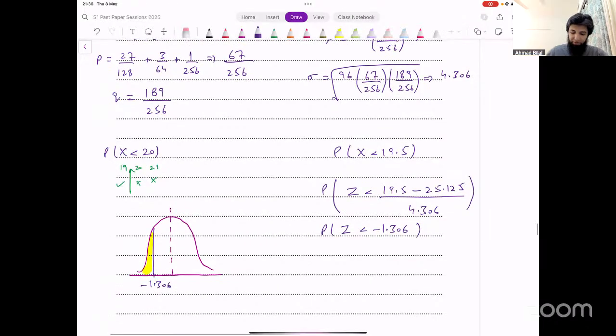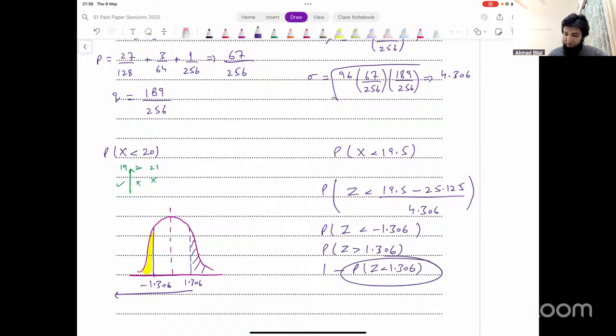How do you find this area? We can say, let's flip this first of all. That's the same thing as this area. So we can say that's z greater than 1.306. That will be the same area to the right of 1.306. But again, this is also not the standard form. We cannot find this from the table. Subtract from 1 the area to the left of this. That will be 1 minus probability of z less than 1.306. Now, this is the standard form that we can use the table for. Z less than a positive number, go to the table, find the probability value corresponding to 1.306.